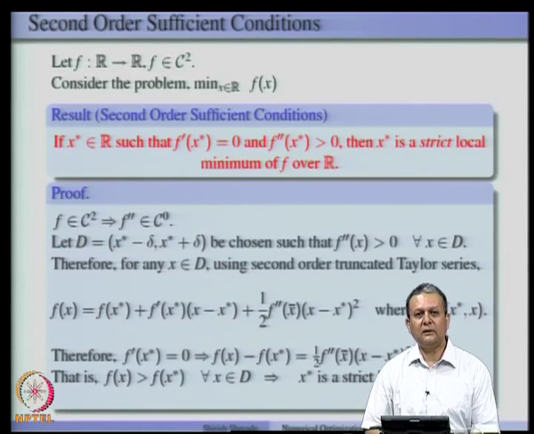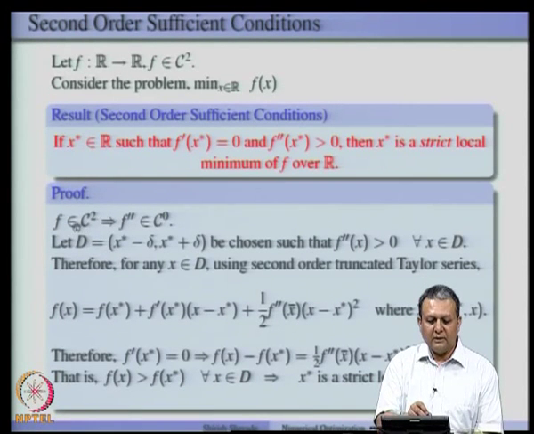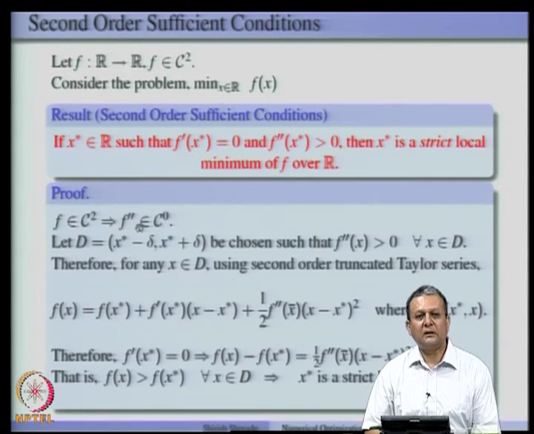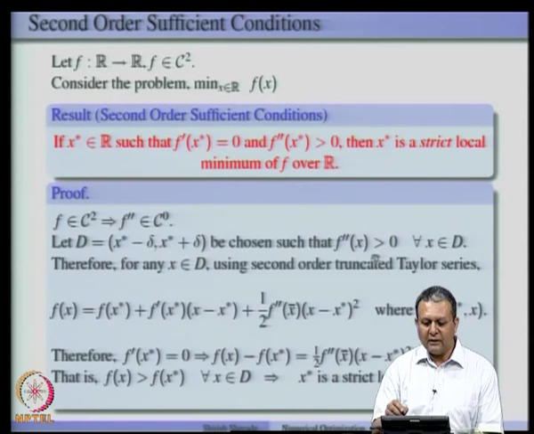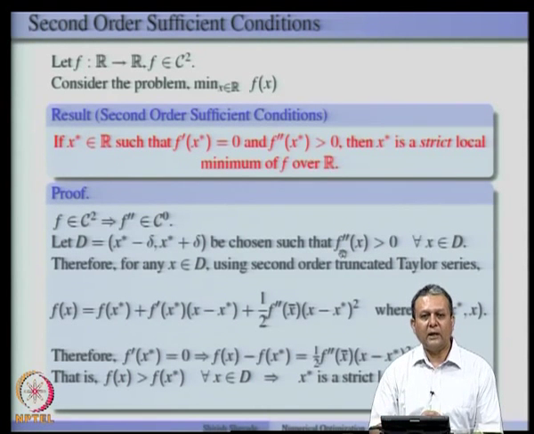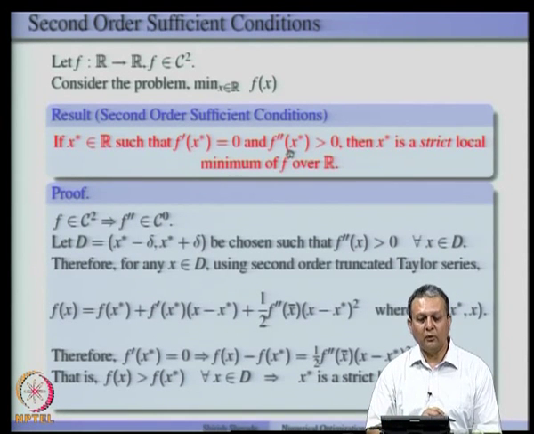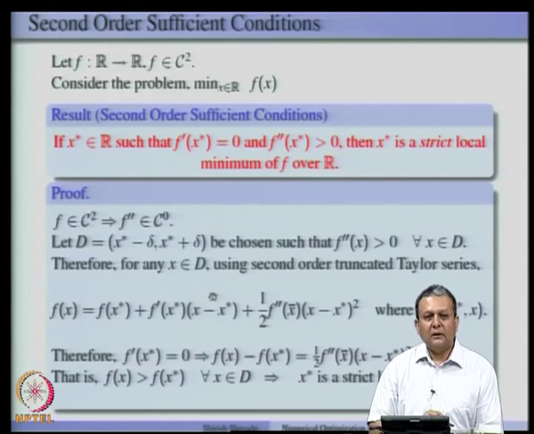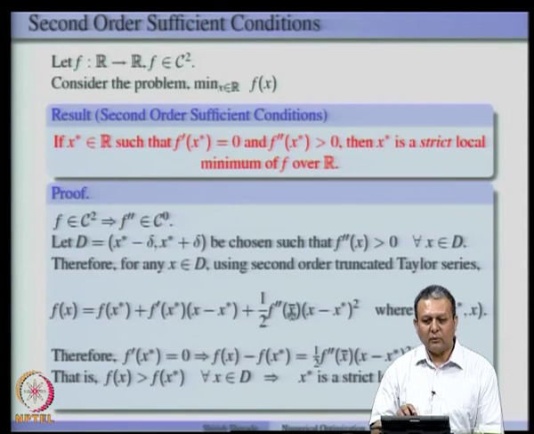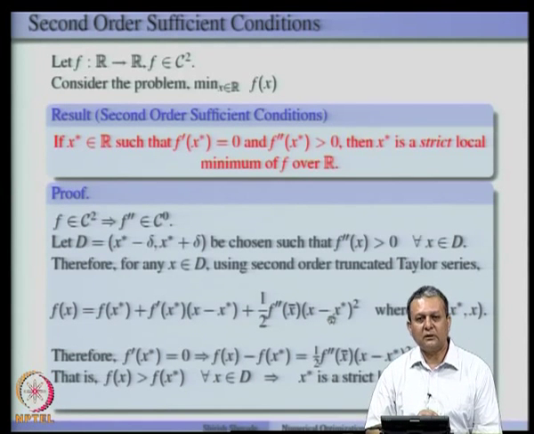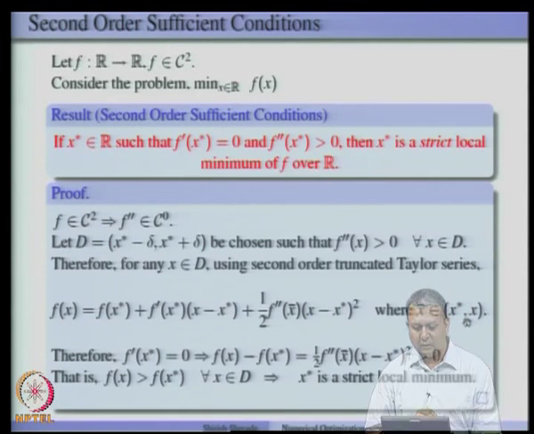Now, the proof of this is again very easy, that since f belongs to C2, f2 dash is continuous. So, we will choose the interval D such that in that interval for any x in that interval f2 dash x is greater than 0, and that is possible because f2 dash x star is greater than 0. So, let us write down the truncated Taylor series expansion of f around x star. So, f of x is nothing but f of x star plus f dash x star into x minus x star plus half f2 dash x bar into x minus x star square, where x bar is a point on the line segment x star to x.